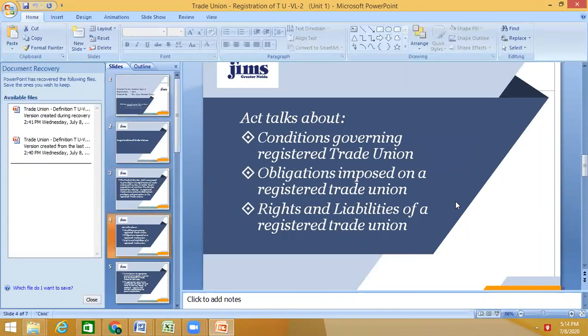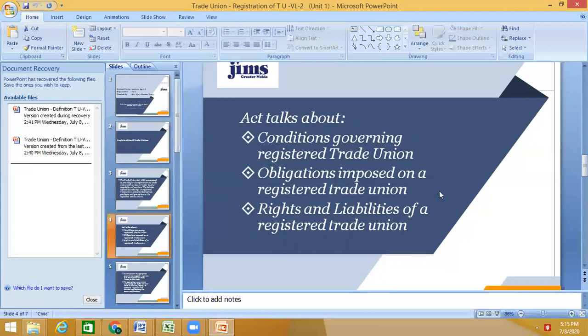This Act, the Trade Union Act 1926, also talks about the conditions governing a registered trade union and the obligations imposed on a registered trade union. Means if a trade union is registered, then there would be certain obligations on those trade unions, and the rights and liabilities of a registered trade union. The trade unions which are registered will avail certain rights and will be under certain liabilities also.